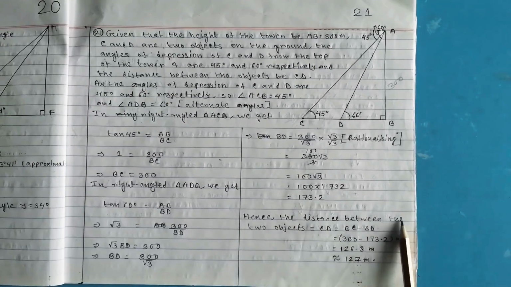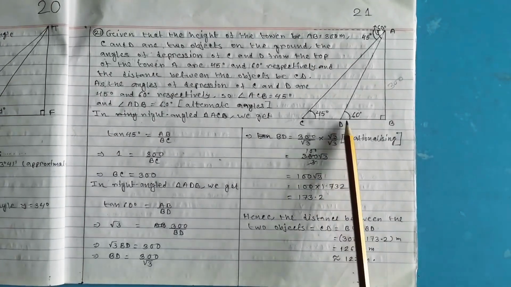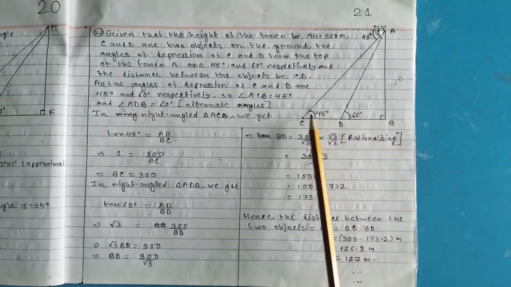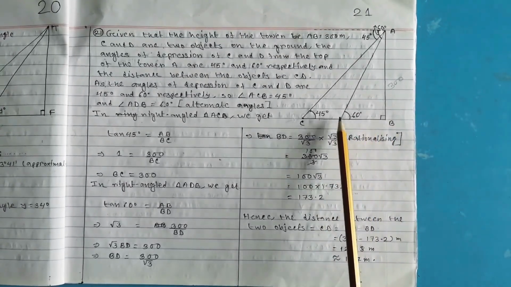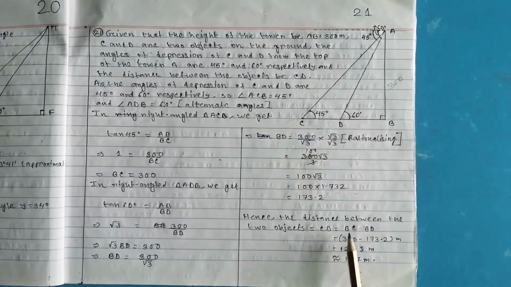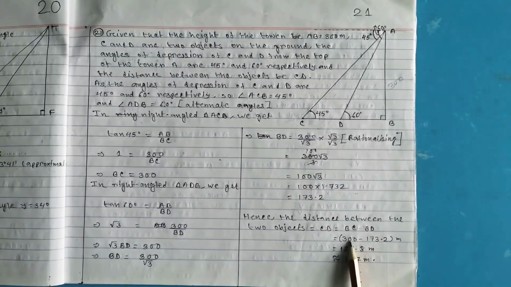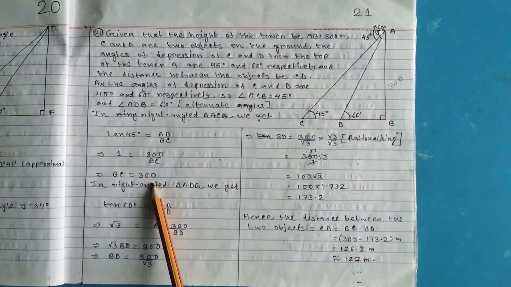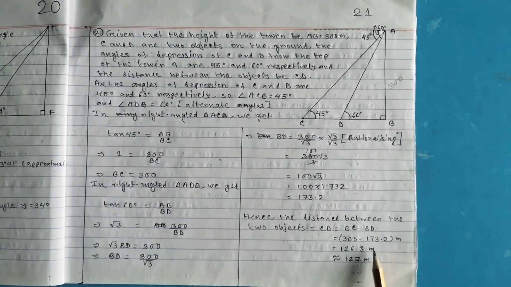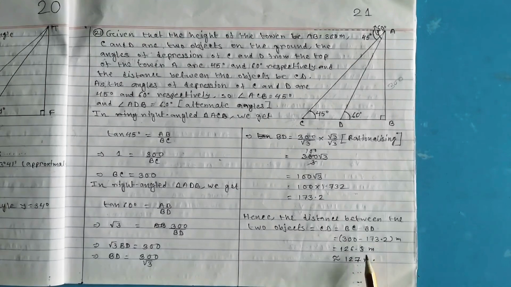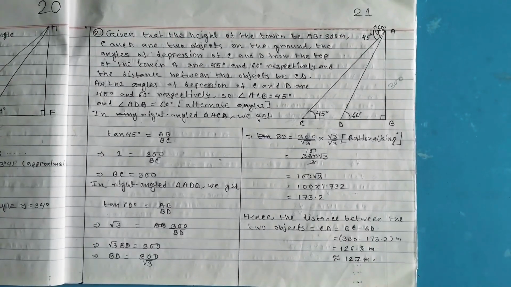Hence the distance between the objects CD will be how much? BC minus BD. From BC, if you subtract the BD part, so CD will be remaining. So CD equals BC minus BD. BC that we have calculated, that is 300, okay, and BD that is calculated just now, so subtract that one, so it will be 126.8, and this is approximately equal to 127 meter.